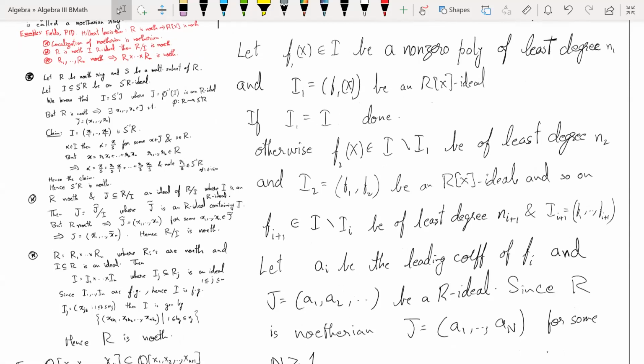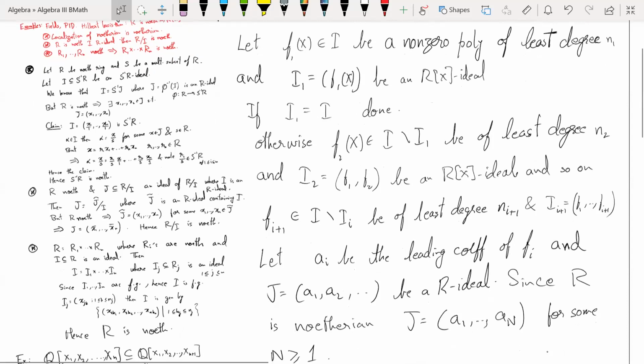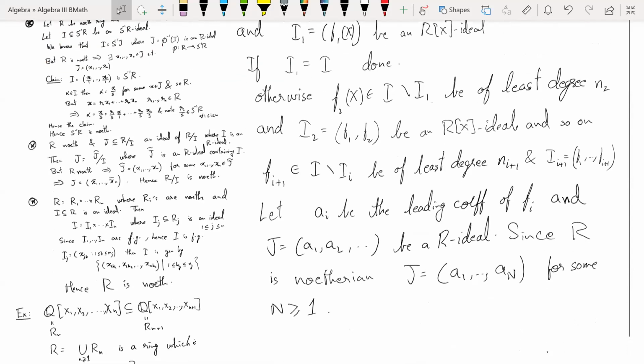So we can find a capital N such that J will be generated by some ai1 to ain, but we will throw in the intermediate terms as well. So assume that J is generated by the first capital N elements. So we can find such an N. This is where we are using that R is Noetherian.